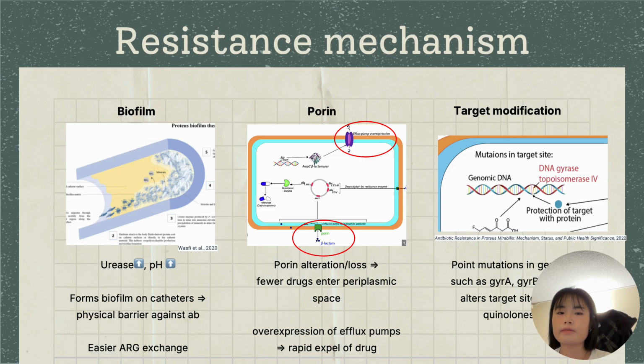Second, porins and efflux pumps work in coordination with each other to reduce intracellular drug concentration, and they act as a barrier against beta-lactams and carbapenems. And third, point mutation in quinolone resistance genes alters target sites for quinolones.